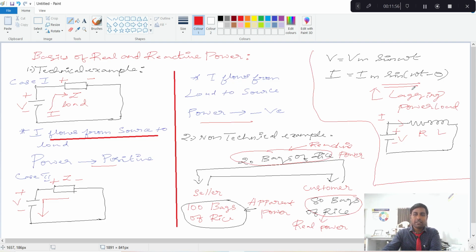We will take these current and voltage equations, and we will derive the expression for power, and in that power expression itself, we will get the real power and reactive power, not exactly, but by seeing the graph, right? We will see in the next lecture.